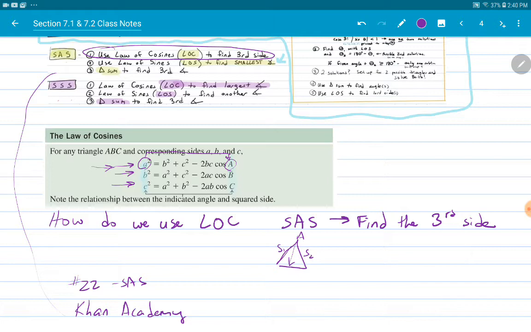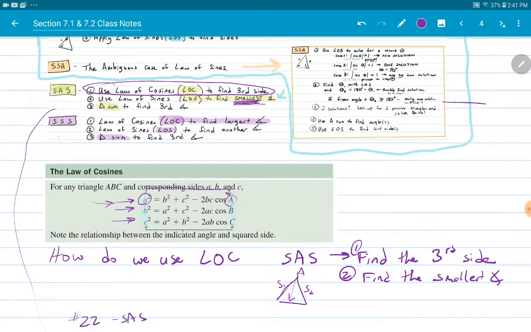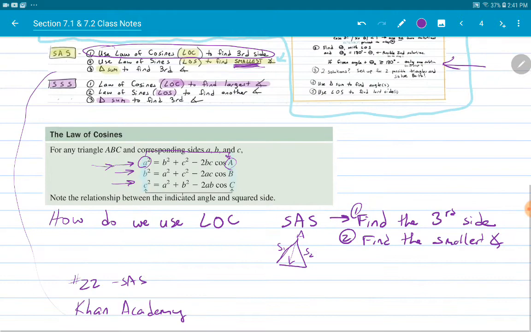Once you find that third side, then you will find the smallest angle. This is important, and it's something that Sal does not really address in the Khan Academy recordings: the possibility of an obtuse triangle. That's the ambiguous case of the SSA case, this one right here, that we want to avoid. And in order to avoid it, we can start with that smallest angle.